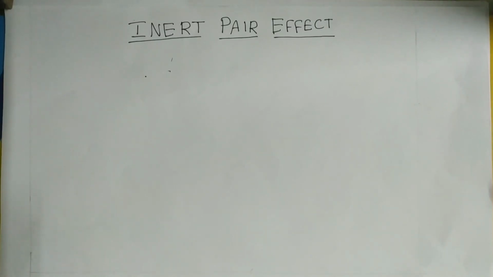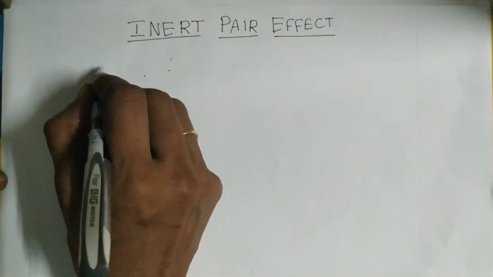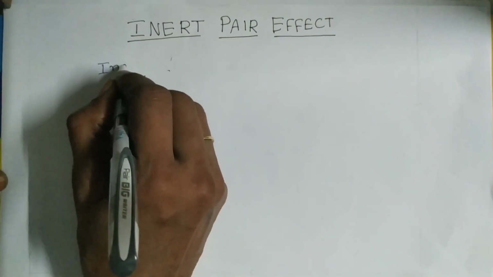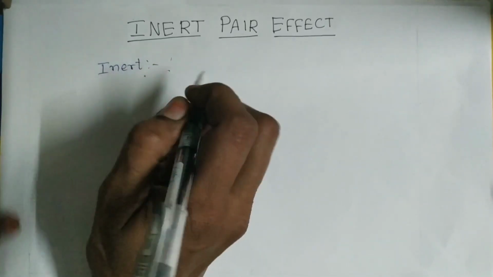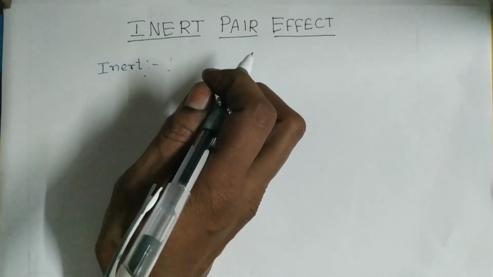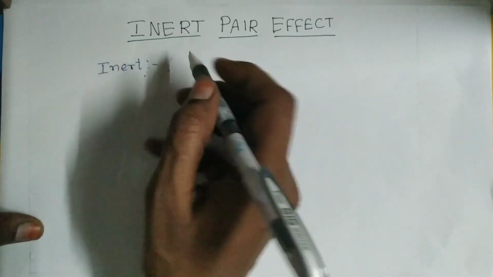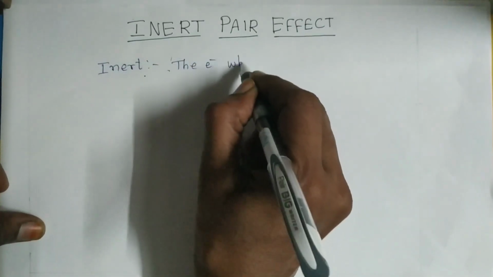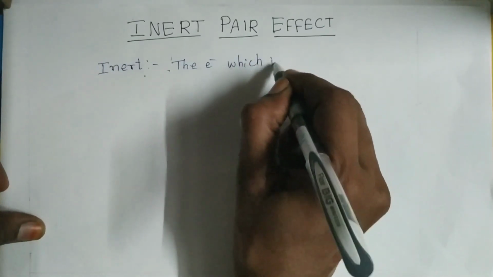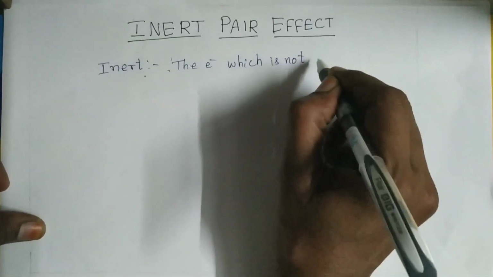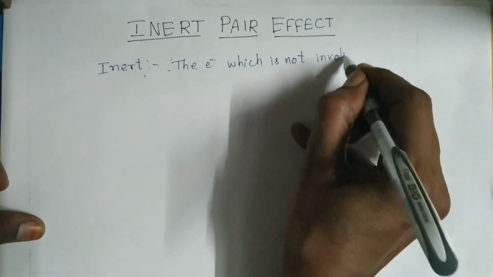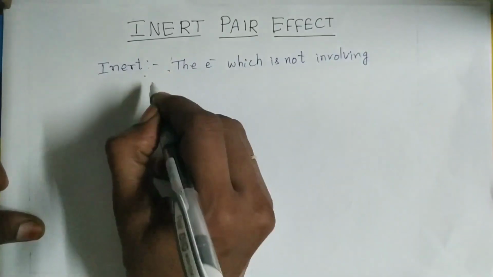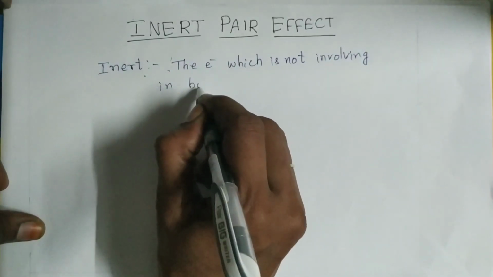Today we are going to discuss the inert pair effect. So what is the meaning of inert? Inert means the electrons which are not involved in bond formation. Electrons which are not involved in bond formation are called inert, right?